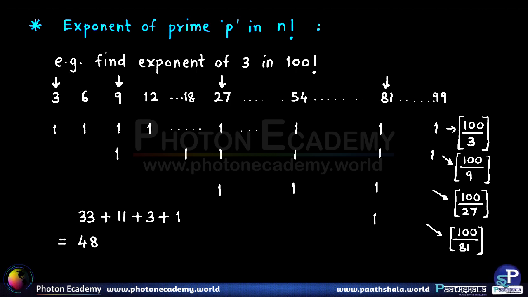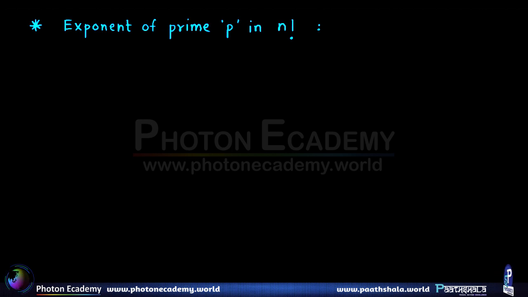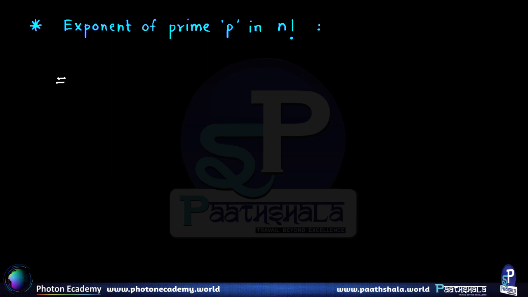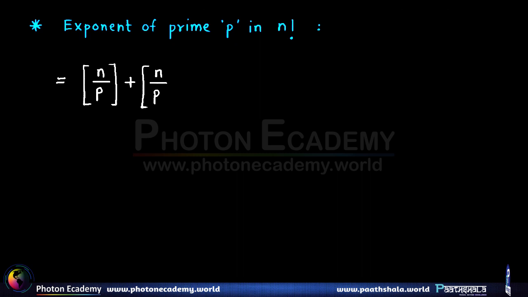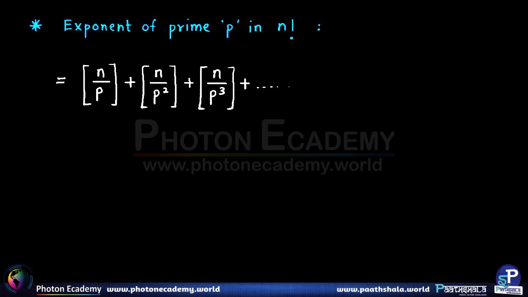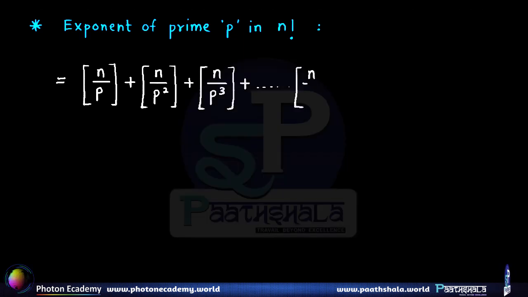Now let us write the formula for the exponent of prime p in n factorial, which is given by, in general, the greatest integer of n upon p, plus the greatest integer of n upon p square, plus the greatest integer of n upon p cube, and so on. Now we have to continue this till the greatest integer of n upon p raised to s.